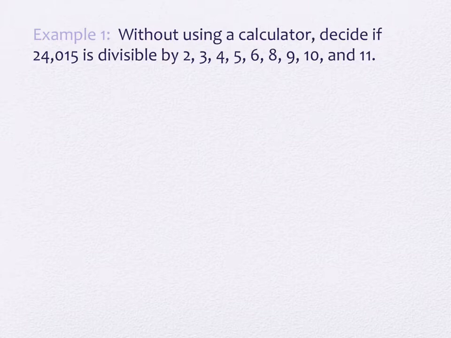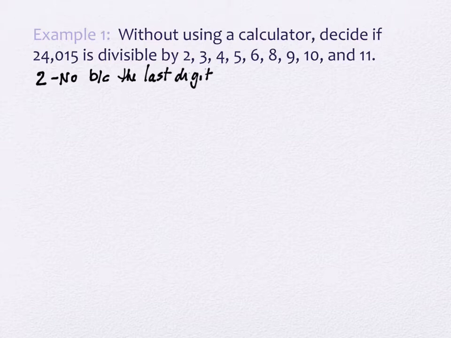That's the point. So when we're looking at 24,015, is it divisible by 2? No. And why not? Because the last digit, 5, is not an even number. The last digit's not even. How about 3? We're just going to go in order.